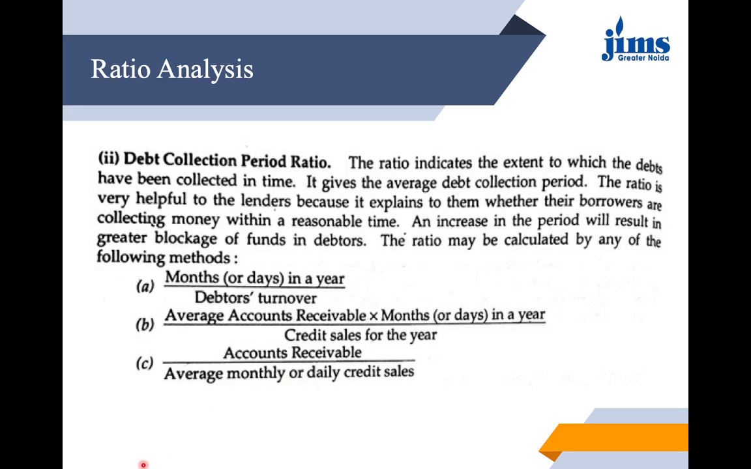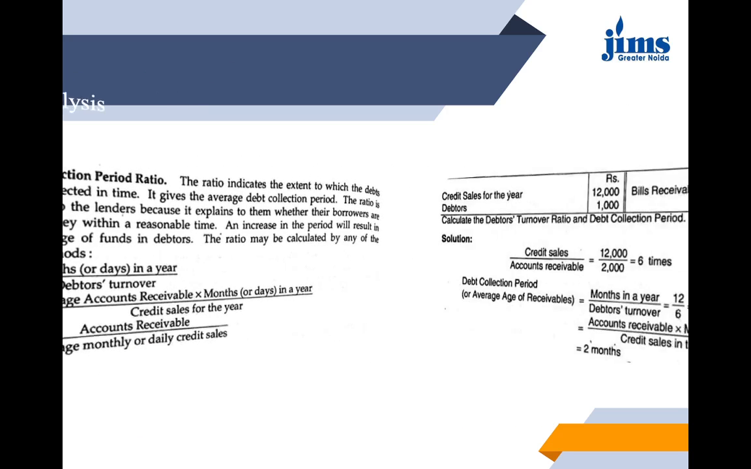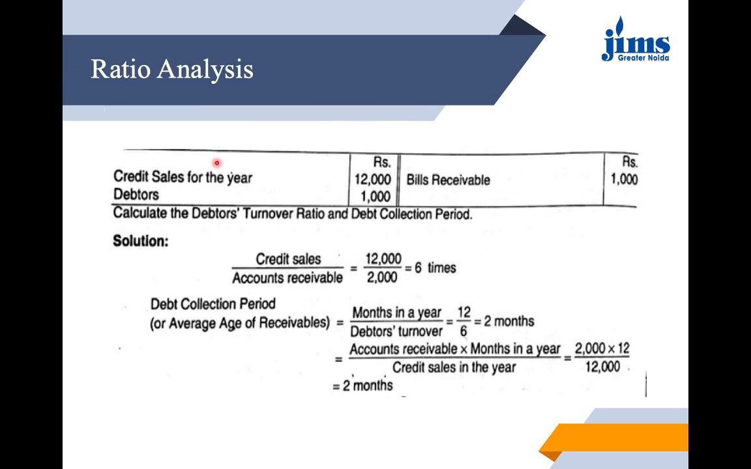Now let us have a look at how to apply this concept numerically. Credit sales, debtors and BR are given to us. We need to find the debtors turnover ratio and debt collection period ratio. First we take credit sales upon the accounts receivable. Credit sales is given as 12,000, debtors is 1,000, BR is 1,000. So we find it is 6 times.